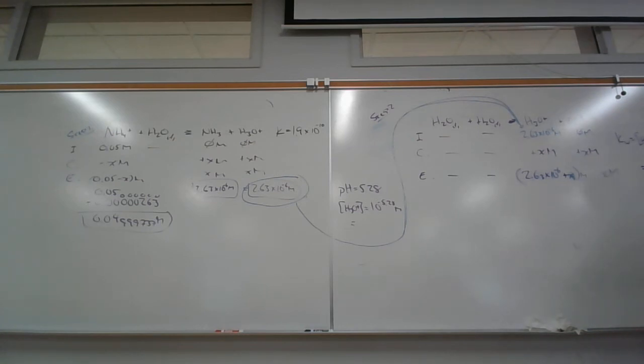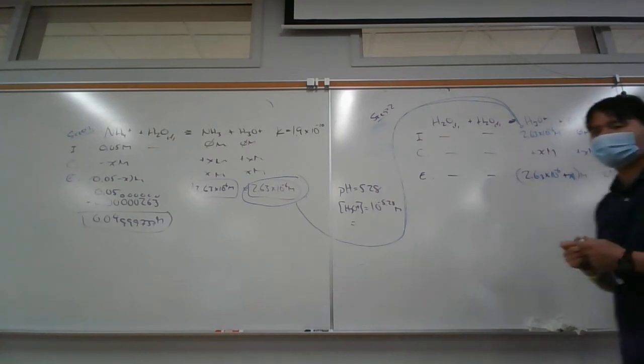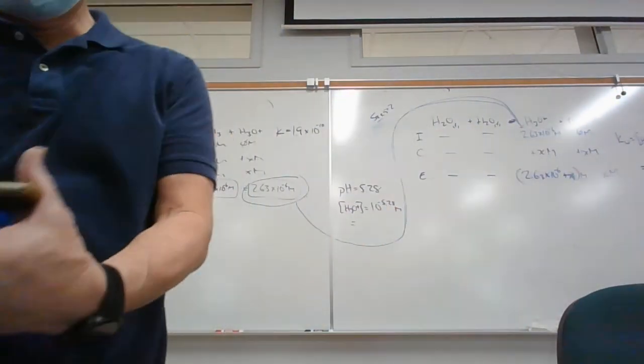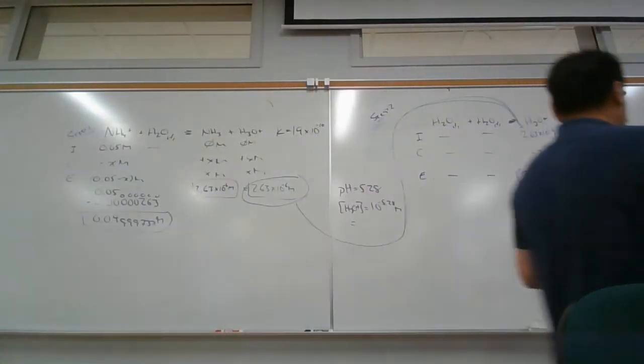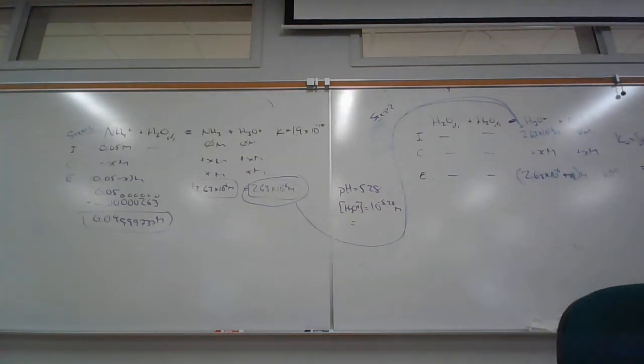Okay, this is equal to 1.0 times 10 to the negative 14 up here. So let's solve for x. So x is going to be 1.0 times 10 to the negative 14 divided by 2.63 times 10 to the negative 6. And I get an x equal to 3.80 times 10 to the negative 9.